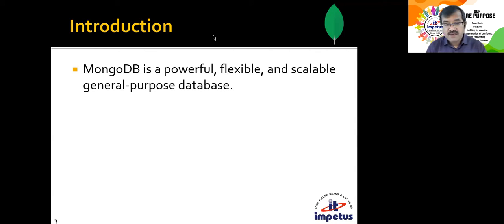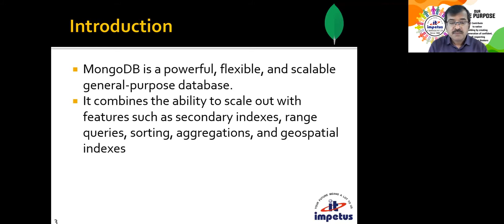MongoDB is a powerful, flexible, and scalable general purpose database. As I go ahead today, I'll be discussing this scalability in more detail, because that is where the strength of MongoDB lies. It is very difficult to achieve that kind of scalability with ease in relational databases, and MongoDB scores over relational databases when it comes to scalability. You do not require too much expertise to scale up the database. It combines the ability to scale out with features such as secondary indexes, range queries, sorting, aggregation, geospatial indexes, and so on. Today I'll be telling you about all these points.